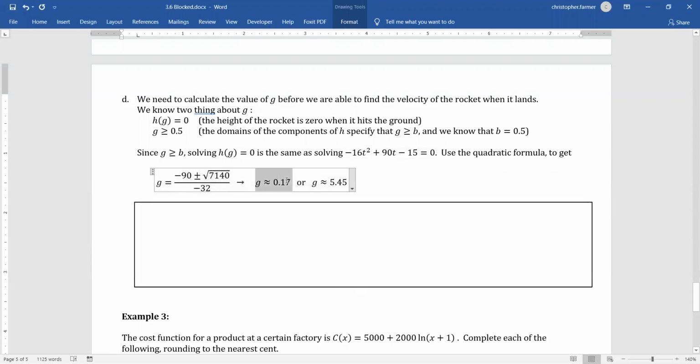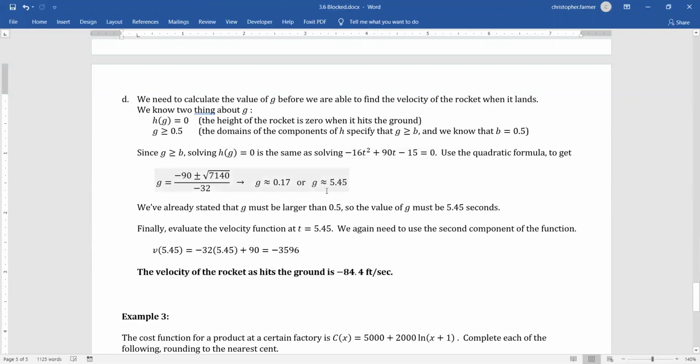But this one is no good, right? We know that the time that it hits the ground has to be after that 1/2 second. So this is the one that we ignore. This must be the amount of time that it takes for it to hit the ground. Now that we know that, there's nothing more than just evaluating the velocity function at 5.45.